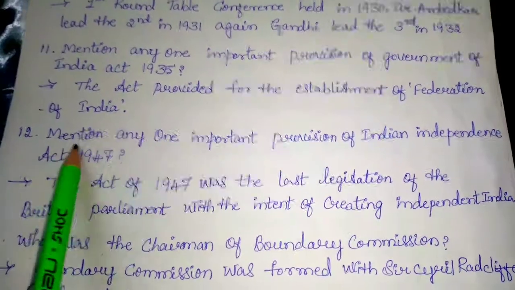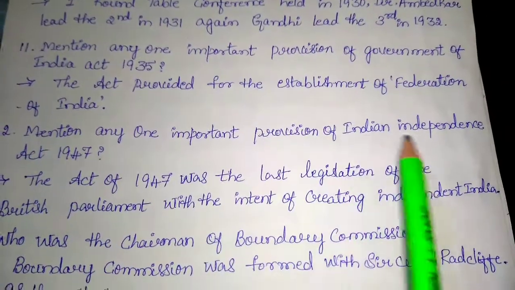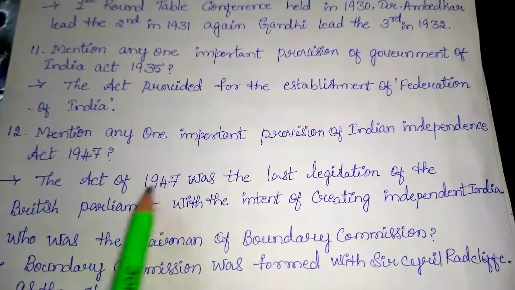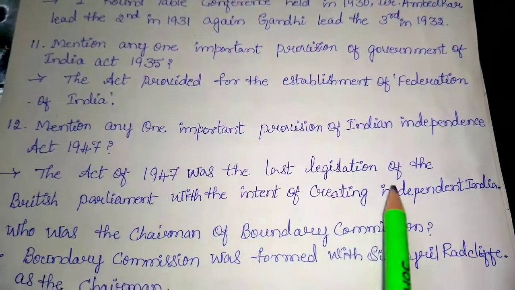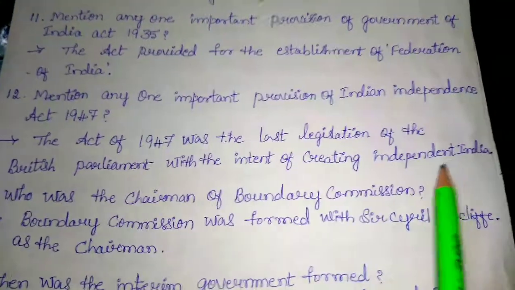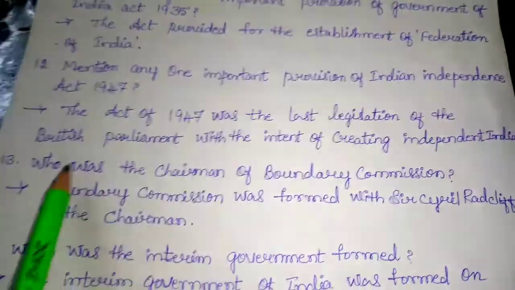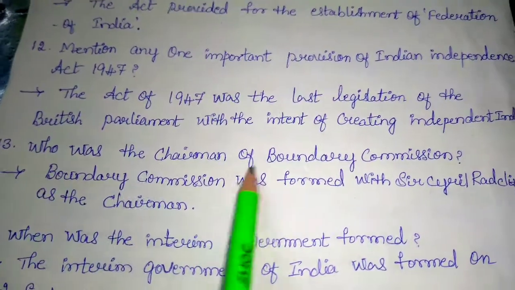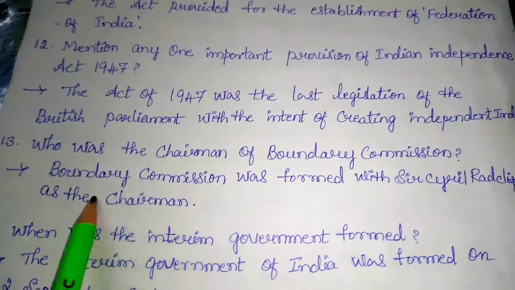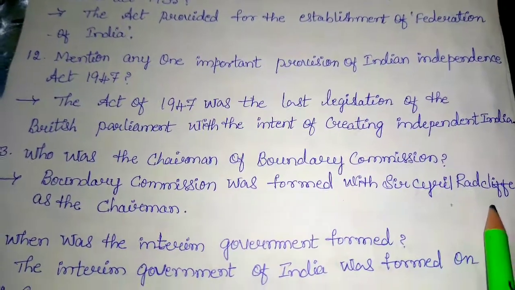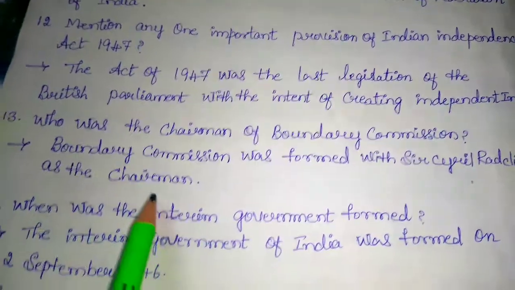The 12th question is, mention any one important provision of the Indian Independence Act 1947. The Act of 1947 was the last legislation of the British Parliament with the intent of creating independent India. The 13th one, who was the chairman of the Boundary Commission? The Boundary Commission was formed with Sir Cyril Radcliffe as the chairman.